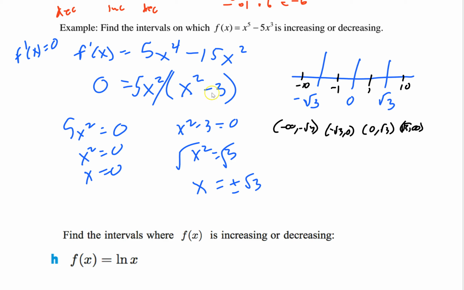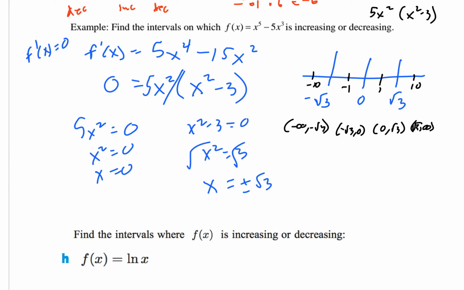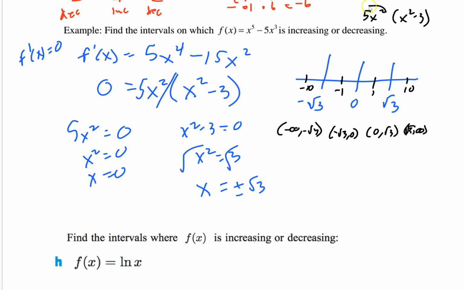Keep in mind, little shortcut. We're going to plug it into here. Let's look at right here. If I'm plugging into this thing, notice this is always going to be positive. It's squared. That's a positive by default. So that's always going to be a plus. So I've got to figure out what this other thing is. What happens if I plug in -10 there? Well, -10 squared is 100. 100 minus 3 is 97. So it's a plus times a plus, which is a positive.